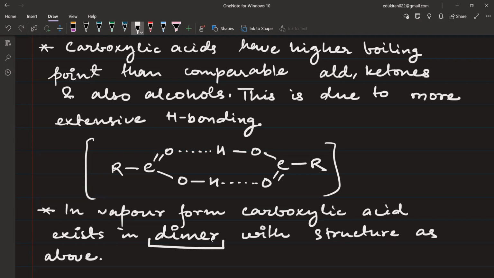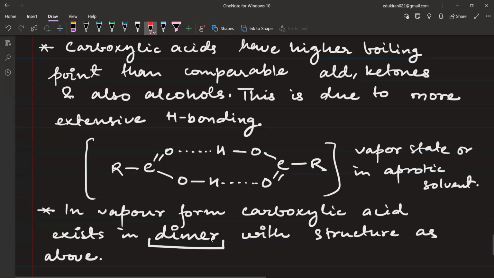Apart from the vapor state, whenever you have an aprotic solvent, which is not having any protons, then in that state also it is a dimer. But the question will generally come for vapor form. So this structure is present when you have carboxylic acid in vapor form, vapor state, or in aprotic solvent. Okay, please write this down. This is quite important. These are free marks but students often forget.